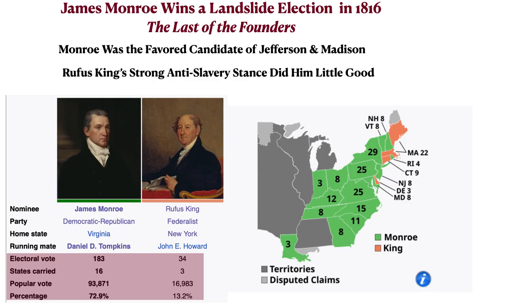But I will just end here in 1816 when James Monroe, the last of the founders, favored candidate of Jefferson and Madison, ran. Federalists are still putting up a candidate, Rufus King, who really makes the first sort of strong anti-slavery stance in an election. It does him little good. You can see that Monroe won every state except Massachusetts, Connecticut, and Delaware.